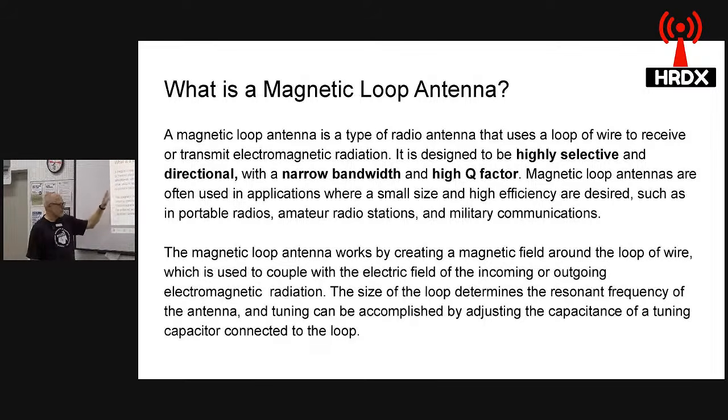Used for all sorts of applications, and the way it gets its name, magnetic loop, is it's a loop of wire. It's like a magnet, and that's how it actually couples the magnet and the electrical, so electromagnetic wave. So it does it slightly different to your dipole or equivalent. So I actually left this in here. That's what ChatGPT came up with, and it wasn't bad. So I thought, okay.